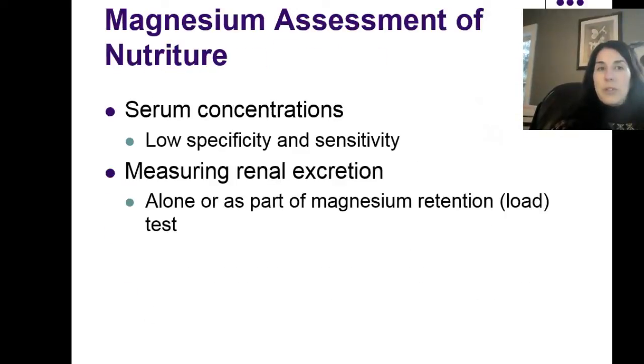How do we assess nutritional status? So how do we know whether or not you're deficient? Serum concentrations aren't that accurate. Let's just put it that way. Again, they may be normal at the expense of low levels in the tissue. You can measure renal excretion, but I can guarantee they're not going to do this in a clinical setting. It's cost prohibitive, and I don't believe it's even one of the options you have when you order labs, but those are your two choices. And that concludes my lecture on magnesium.